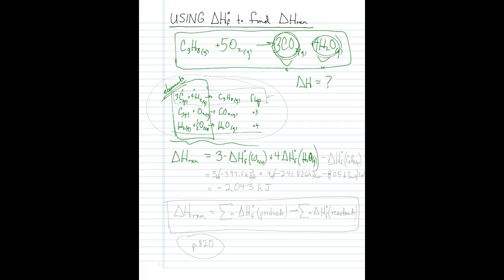Now, if we were doing this by adding equations, we would have had to flip this equation here, which is for the formation of propane, because we're not forming propane, we're busting up propane. So if we flip, what do we do? We subtract. And the coefficient for that is 1, so we don't have to put a coefficient in front of it. So we would subtract the delta H of formation of propane.